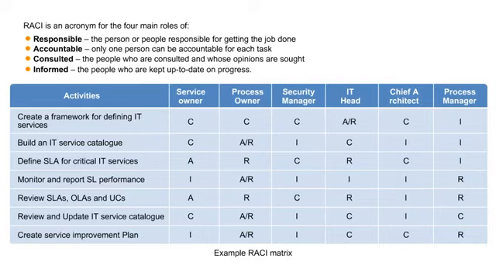Responsible is the person or people responsible for getting the job done. Accountable is the person who is answerable for the respective activity, and there should be only one person accountable for each task. Consulted role are the people who are consulted and whose opinions are sought. And informed role are the people who are kept up to date on progress.